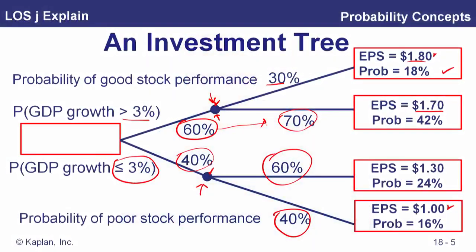So now we can calculate the expected earnings per share. And that's $1.51. And again, we just multiply each probability times the associated earnings per share and add up those 4 terms. And that's where the expected earnings per share of $1.51 comes from.